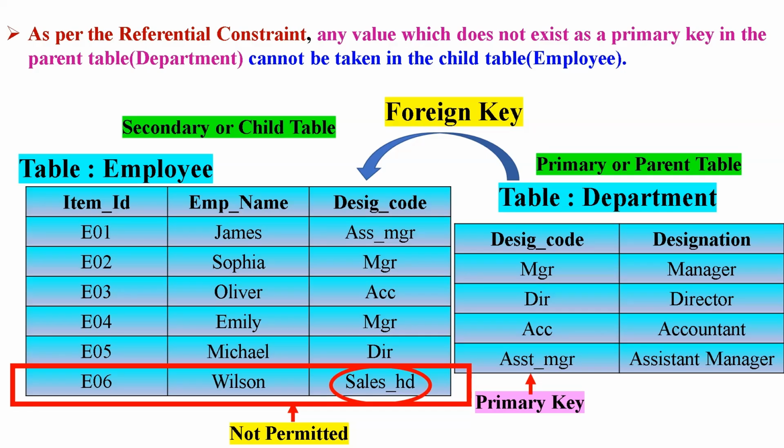Now, look at the employee table. You cannot insert a new employee record with dsig_code as sale_hd, sales head, in the employee table, as there is no such dsig_code existing in the base table, that is parent table department. Otherwise, it will violate the referential integrity constraint and shall result in an error.